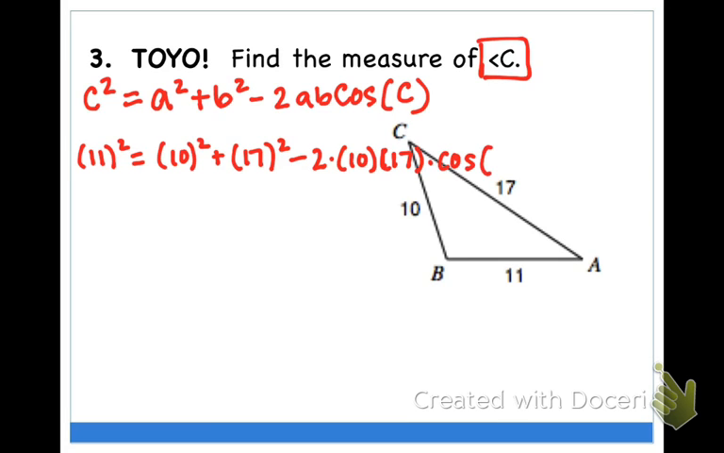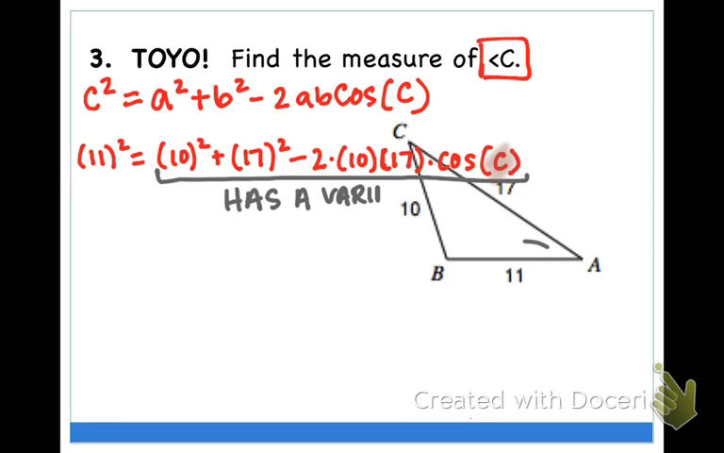times cosine angle C. And just like we did on the last two problems, I want to look at the right-hand side and say, does that side have all numbers, or does it have any variables? And unlike the last two problems, this time we should say yes. There's still the variable angle C. And so this time, since it has a variable, I cannot go to my calculator. I can spell variable. I can't go to the calculator, so no calculator just yet.